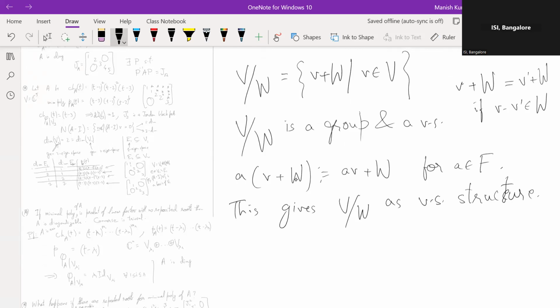Yeah, so this is how you sort of think about a vector space, right? It's an Abelian group together with multiplication coming from the field. Yeah, and then you'll have to verify all the axioms. So V mod W is a vector space with this kind of structure.